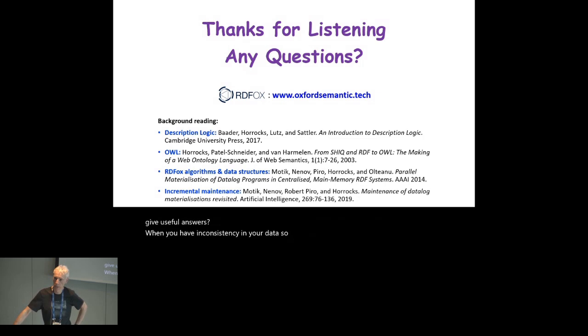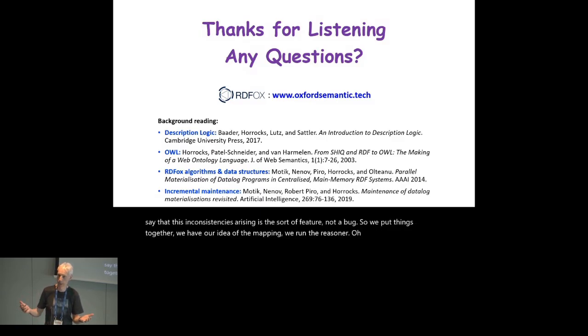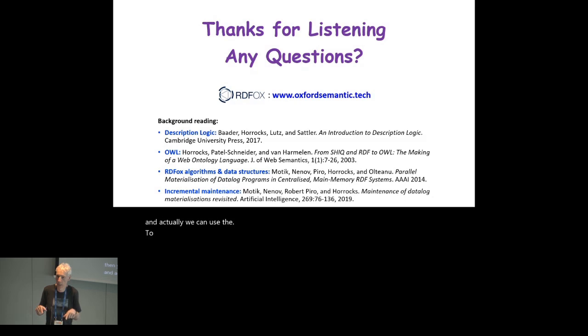Yeah, it's a good question. Actually, I have to say, in quite a lot of the applications in industry, it doesn't really arise so much because they have fairly well curated, local data already. But actually, I would say that inconsistencies arising is a feature, not a bug. So we put things together, we have our idea of the mapping, we run the reasoner. Oh, it's inconsistent. Well, then, clearly there's something we should be looking at somewhere. And actually, we can use the reasoner to identify where that is.